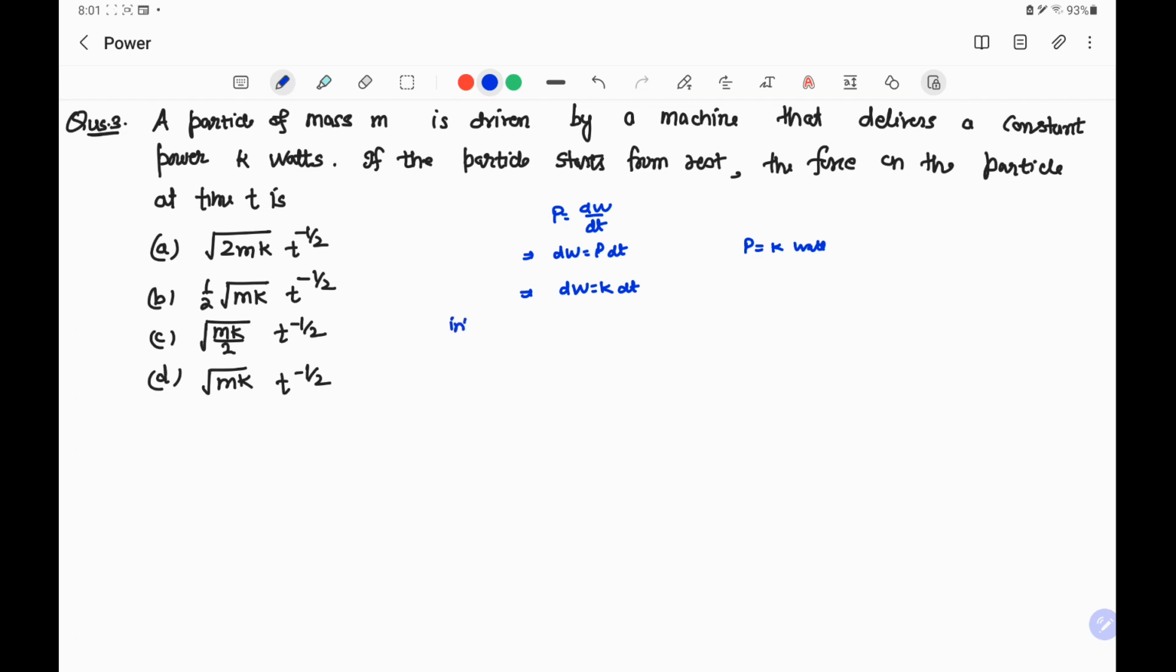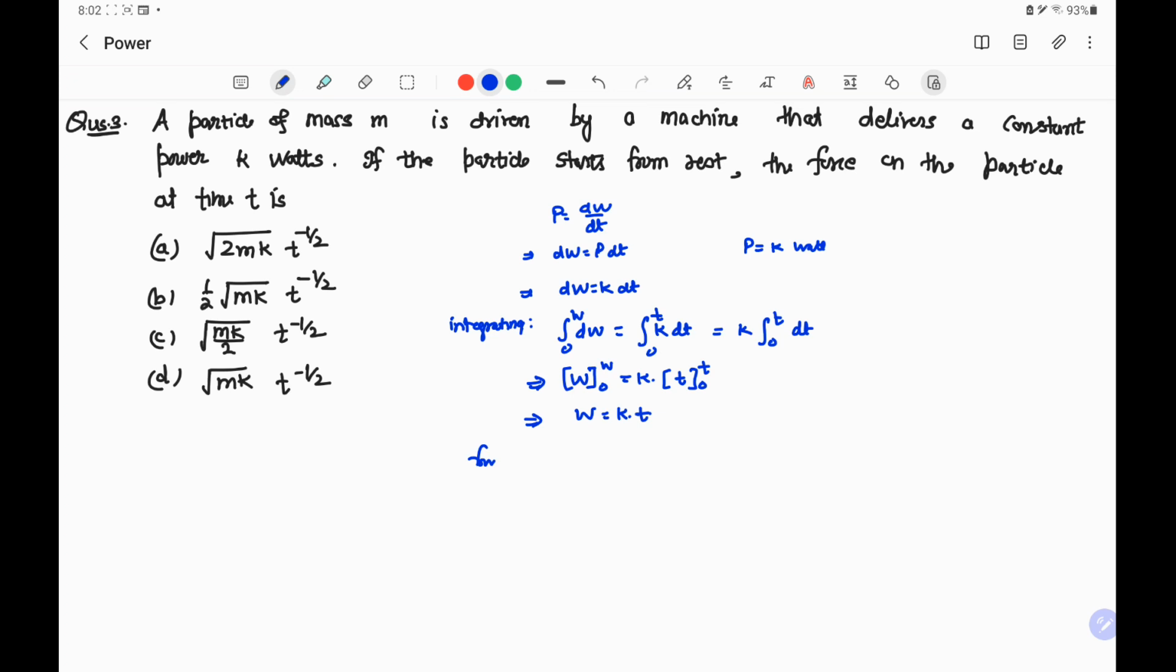So we can write it as dW equal to k into dt. On integrating, we will have integral dW from 0 to W. It will be equal to integral k into dt from 0 to t, and because k is constant, it can be taken out of the integral and the remaining is integral 0 to t dt. The integral of dW is W from 0 to W, that will be equal to k into the integral of dt, which is t, and limits are 0 to t. On substituting the limits, first upper limit then lower limit, we will have W equal to k into t.